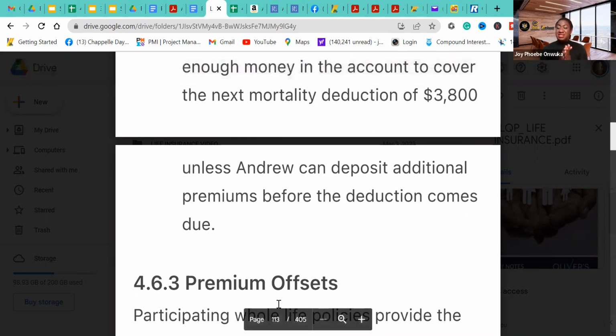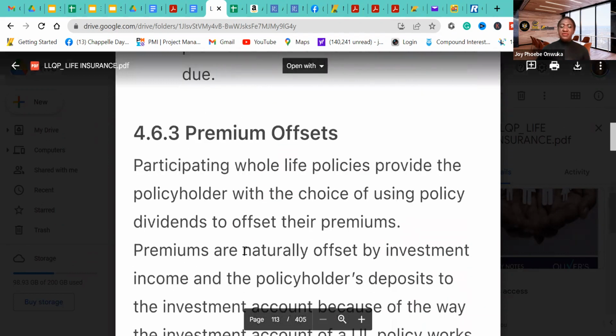Okay, so this is level death benefit for you. With level death benefit, the death benefit and the face amount are the same. If the policy grows, like in Andrew's case, now there's a cash value of 20,000 and he took 20,000. You can see the way that reduces the death benefit to 180K. I think I have mentioned it somewhere earlier. Anyways. All right, premium offset.